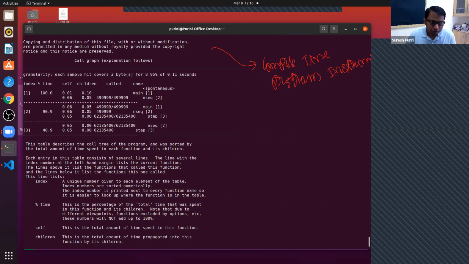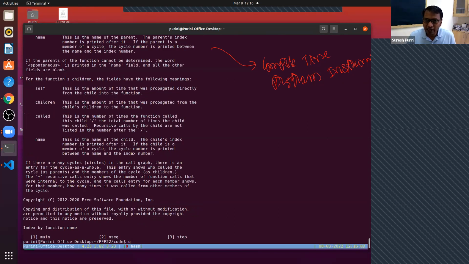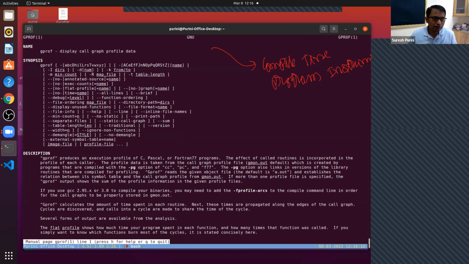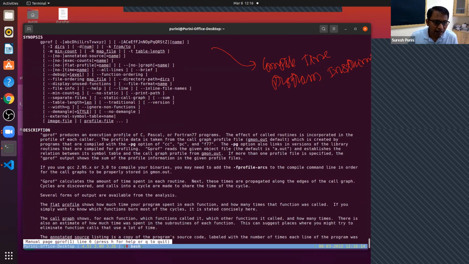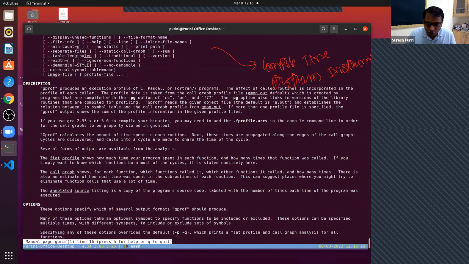I'm not going to explain in detail how the gprof tool works. Of course, you can read man gprof. If you read man gprof, you will see lots of interesting flags that you can use, and lots of ways the information can be displayed so that it becomes easy for you to read.